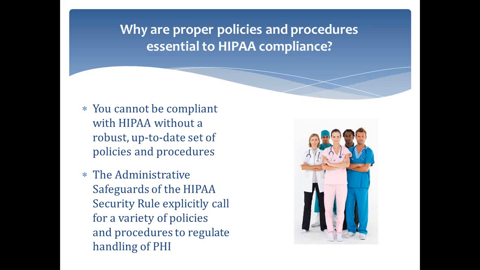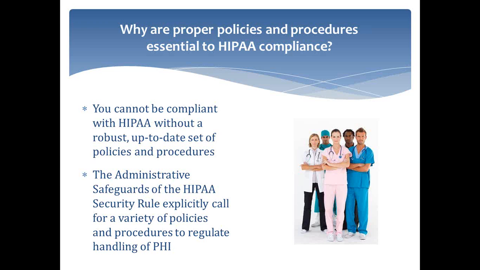So, without getting too much into the details, if you look at the HIPAA security rule and you look at the administrative safeguards, that's one of the major sections of that security rule. Over and over again, it explicitly calls for policies and procedures that have to do with some aspect of how protected health information, or PHI, is handled. So, it's not going too far to say this just flat out: if you don't have proper policies and procedures in place, you are not compliant with HIPAA. It's impossible. And in fact, it's one of the key elements for being compliant.